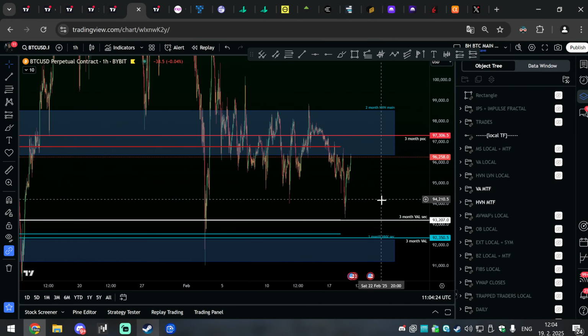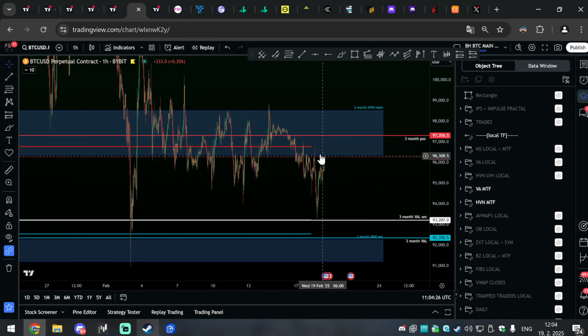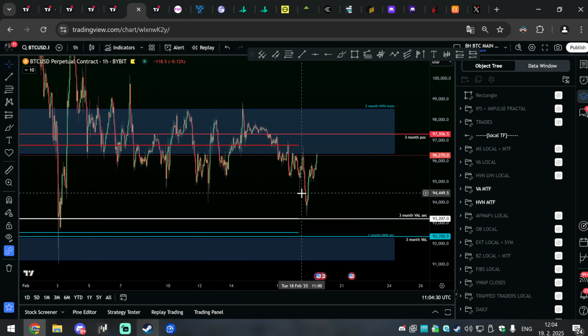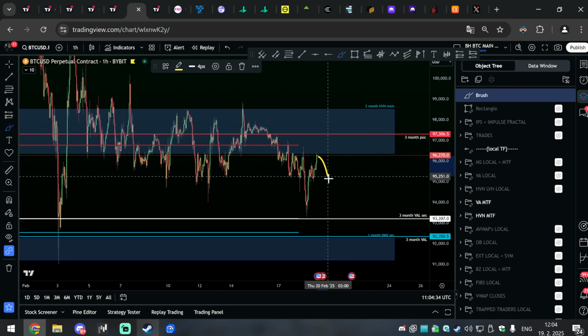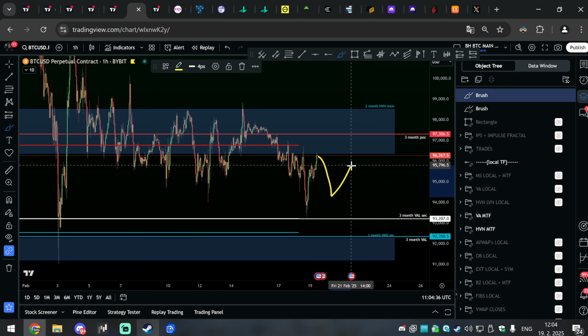I will also look in case we do pullback. Today depends on the equities, if they send Bitcoin down or not, but we've got some big trap short. So in case we do pullback, I want to see something like this and push to the upside from here.